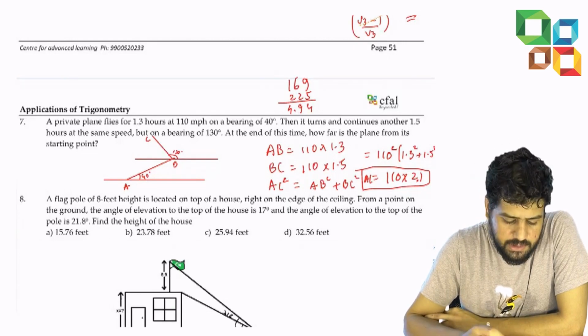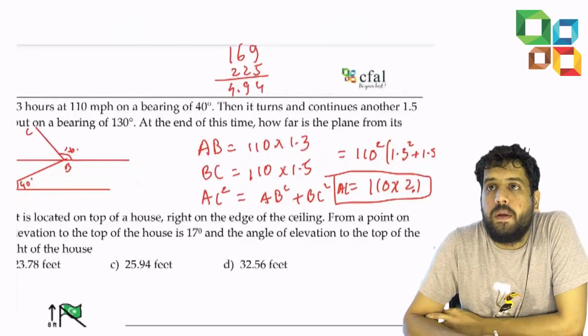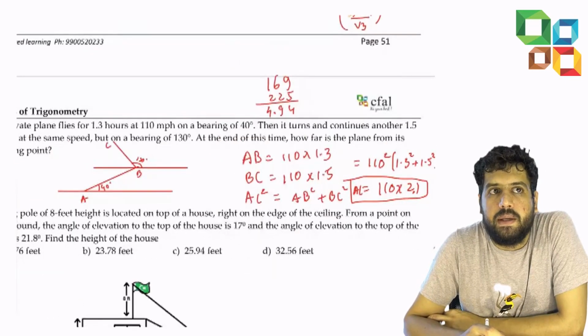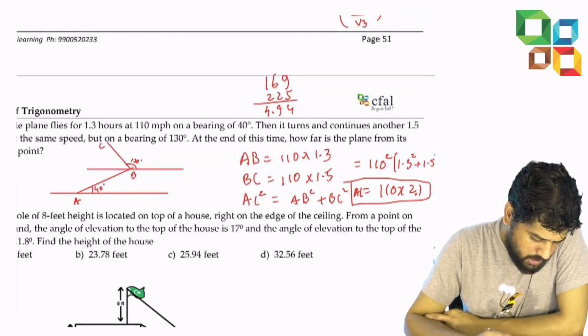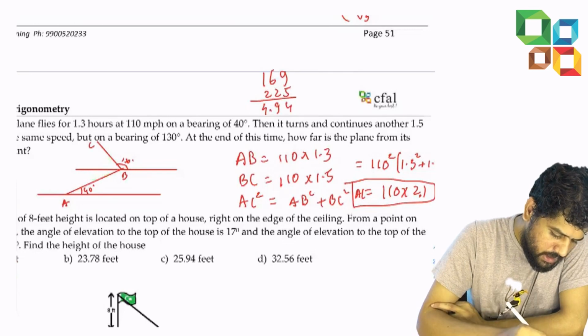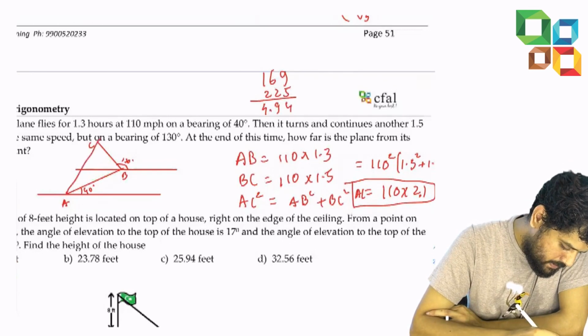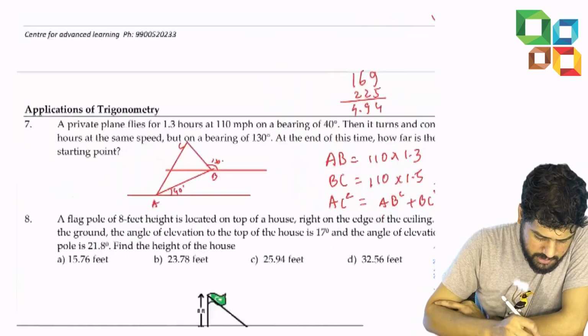Any doubts with this, whatever we did here? Should I repeat any part? Anyone? Last part. Okay. So this angle is 40 degrees. This angle is 50 degrees. So this is a right angle triangle. So hope you understood this. This is a straight line.